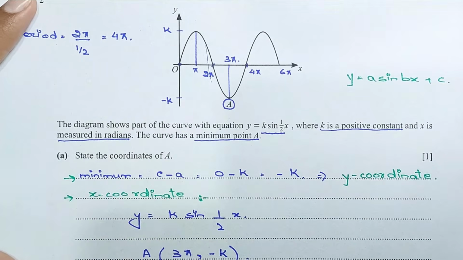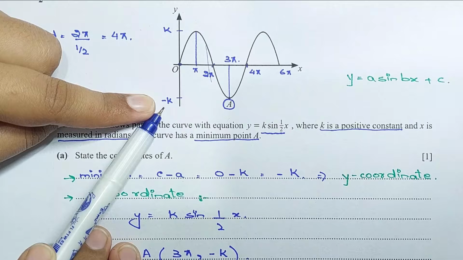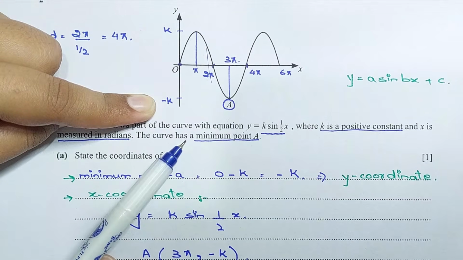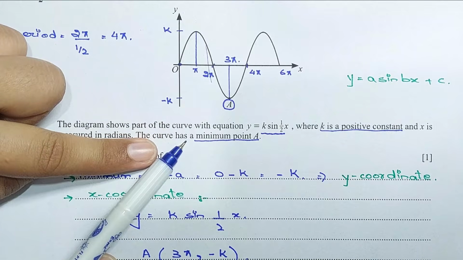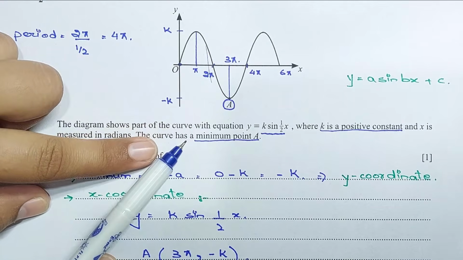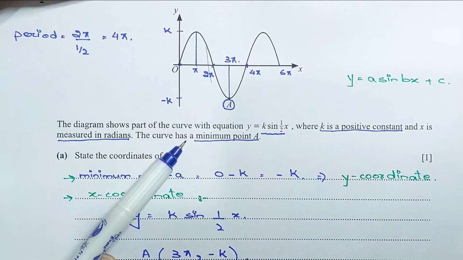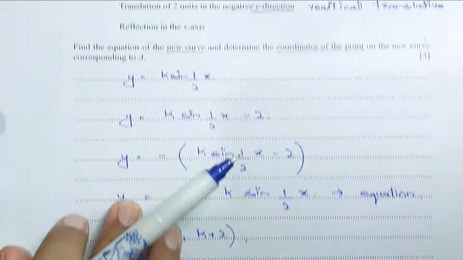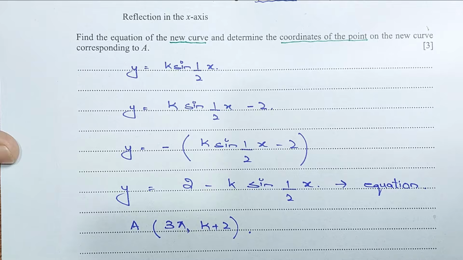First thing first, we have to apply the translation 2 units down. The minimum y coordinate is minus k, and when we move 2 units down, in minus k we subtract 2. So minus k minus 2 would be the y, and the x is 3 pi, it stays the same. Next, minus k minus 2, we have to reflect this in x-axis. So it becomes positive k and positive 2. I hope this makes sense now. So 3 pi and k plus 2 are the coordinates of point A after applying the transformations.